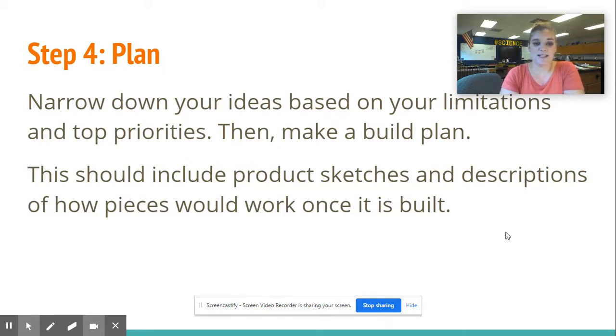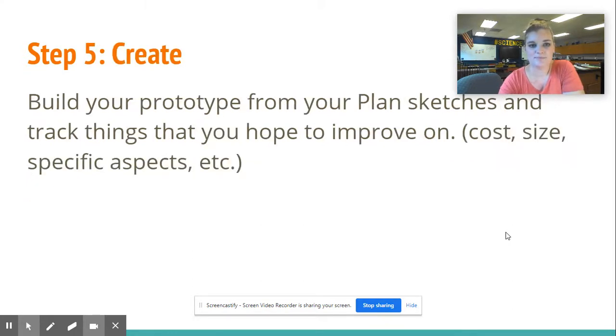And then your plan needs to include product sketches and descriptions of how pieces are going to work once it's built. So you're going to draw out or sketch out on a computer kind of a rough idea of a top view, side view, and front view. And when we get into our first design, I will show you more about that. But also you want to write out how you think it's all going to work together, because once you draw a picture and once you start seeing how you think everything is going to interact, it actually helps you really focus in on what you're going to try to build.